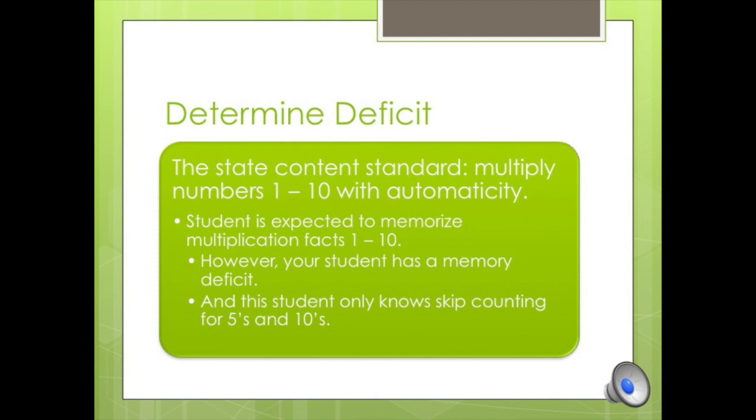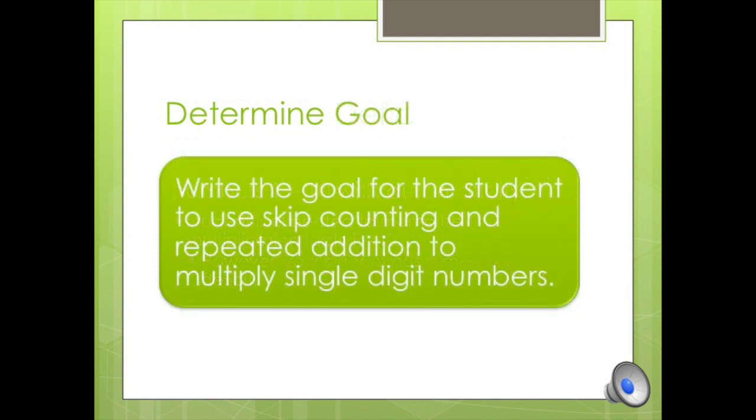Let's say the state content standard is that you multiply numbers 1 through 10 with automaticity. What the student's really expected to do here is memorize the multiplication facts. But let's say your student has a memory deficit, and this student only knows how to skip count by 5s and 10s. So using this content standard, we are going to write the goal for the student to use skip counting and repeated addition in order to multiply single-digit numbers. So she's not exactly memorizing her multiplication facts, but she is learning how to multiply, which is based on this content standard.